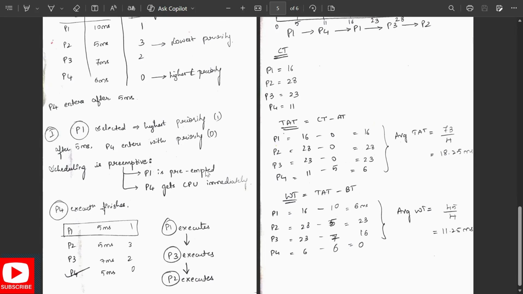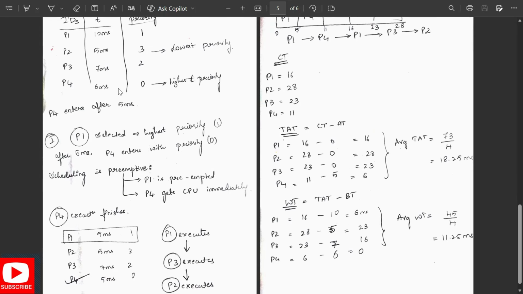Now P4 execution begins, and since it has 6 milliseconds, it gets completed. After that, it searches for the next priority, among 1, 3, 2, 1. So it comes to P1 and executes for the remaining 5 milliseconds. After that it comes to 2, that is P3, and then 3, that is P2. So the order of execution is: we started with P1, after 5 milliseconds we had 5 remaining, then P4 gets executed, then again P1, P3 and P2.